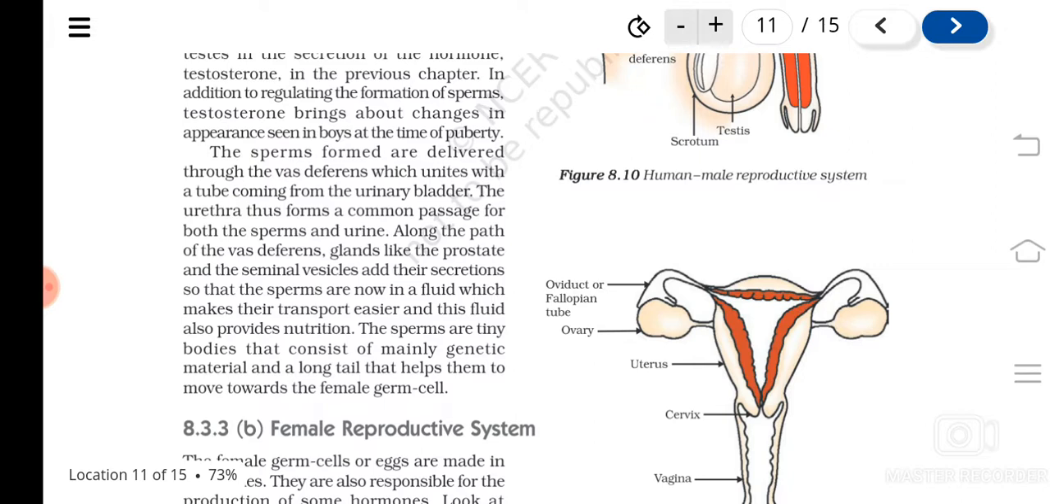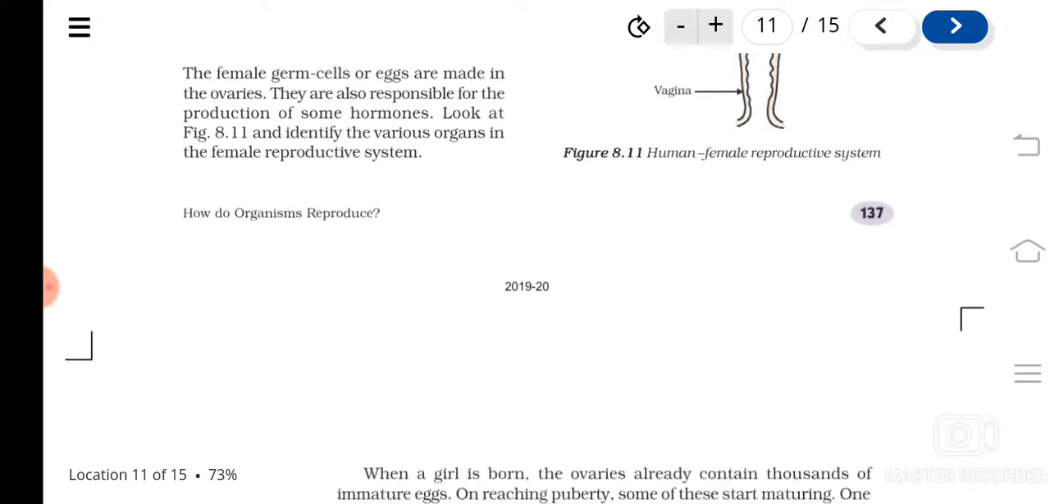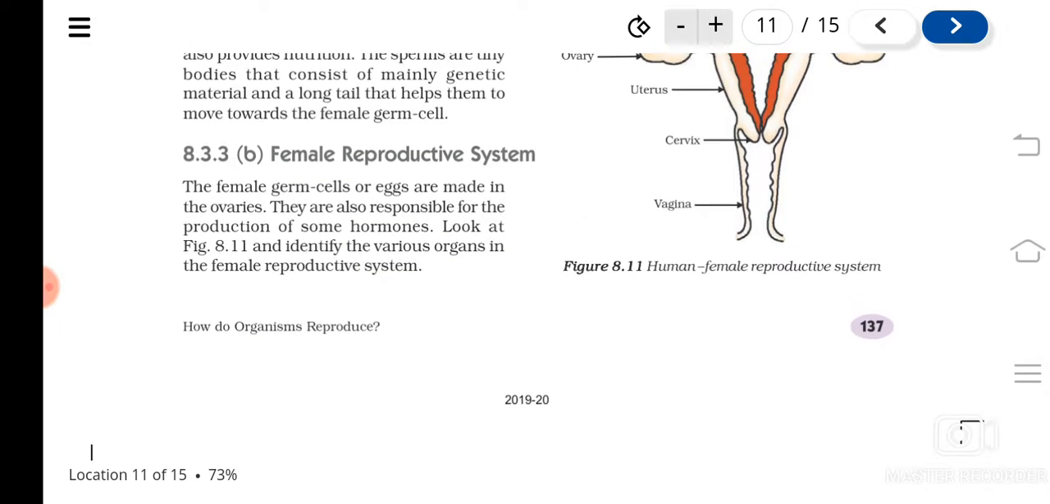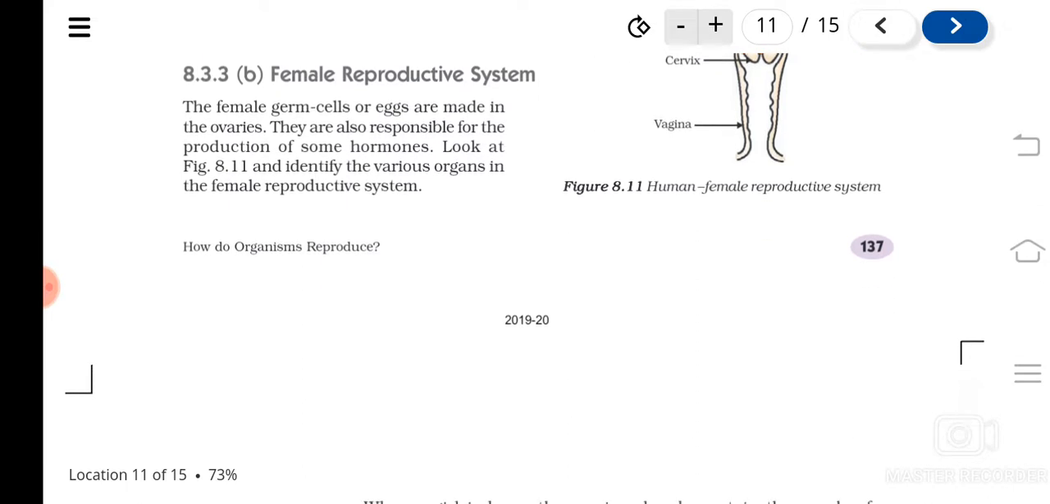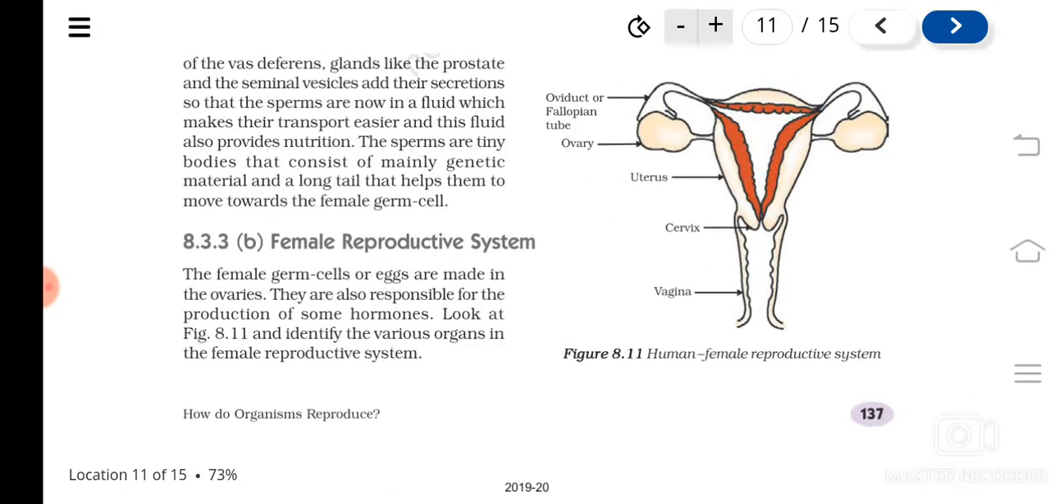They add secretions to the sperms so that it will form a fluid-like structure, and that is called the semen. Understood? The sperms are what? The male gametes. They carry the what? The genetic material of the male. Then a female reproductive system consists of what? A pair of ovaries, isn't it? And then what? The vagina, cervix, uterus, fallopian tube, etc.